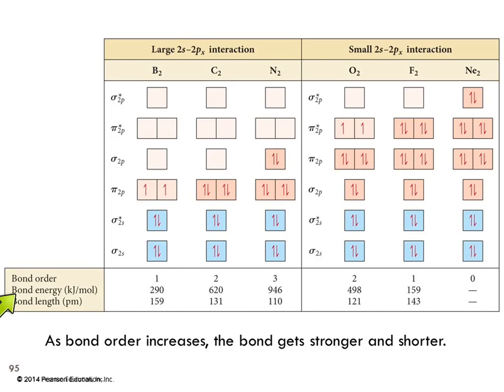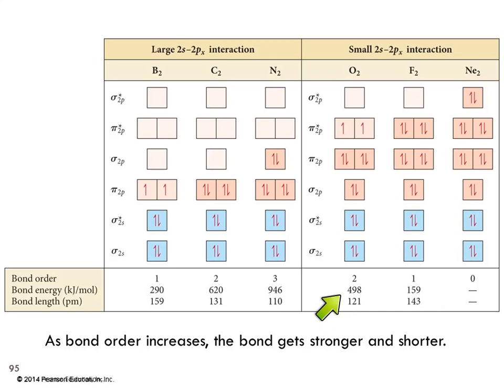And here they're also showing us the bond energy and the bond length. The bond energy of this boron-boron bond is 290. The carbon bond is 620. This is greater energy, stronger bond, higher bond order. And the bond length goes from 159 picometers to 131. Stronger bonds are usually shorter bonds. They're held together more tightly. And so we see that as the bond order gets larger, the bond length gets shorter and the bond energy gets higher.